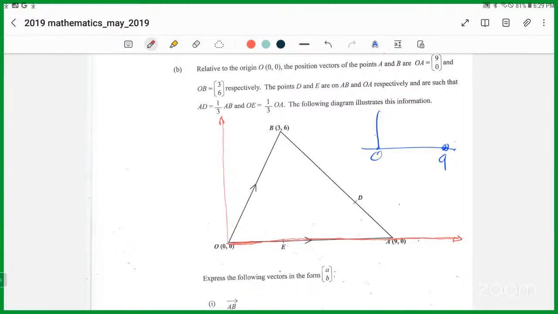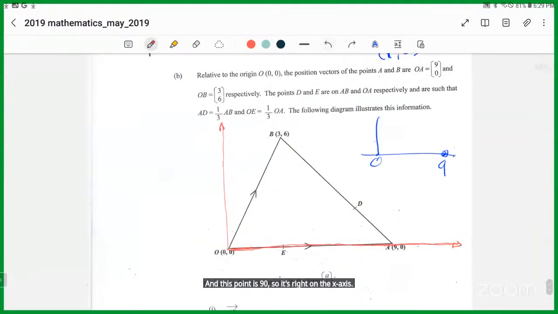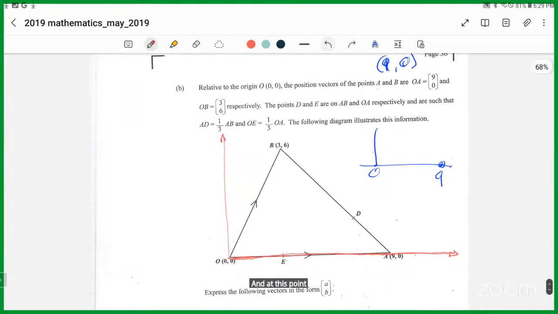Right? And this point is (9, 0), so it's right on the x-axis. And then this point, position vector B, is (3, 6), so that's the point (3, 6). It's 3 this way, 6 up that way. Right? Just keep it in simple terms.